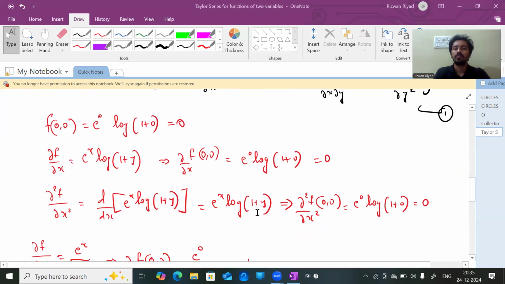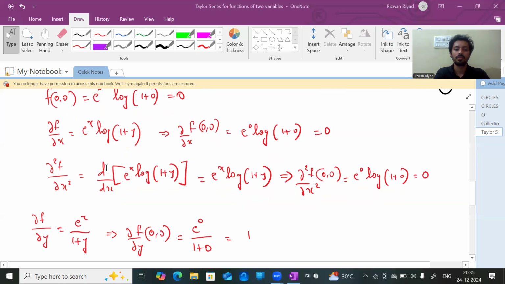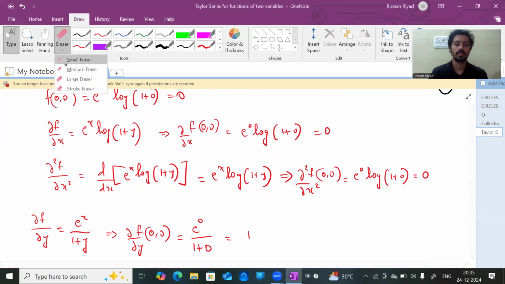Okay, next find the second derivative. Second partial derivative of f with respect to x, ∂²f/∂x². Second partial derivative means what? We're differentiating 2 times. Already we differentiated once here. So ∂f/∂x becomes e^x log(1+y). This again we have to differentiate with respect to x. Sorry, this is not d by dx, this is ∂/∂x. We are doing partial derivative, not d by dx, ∂/∂x.